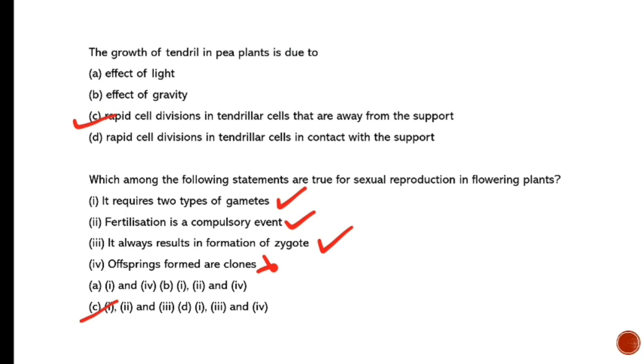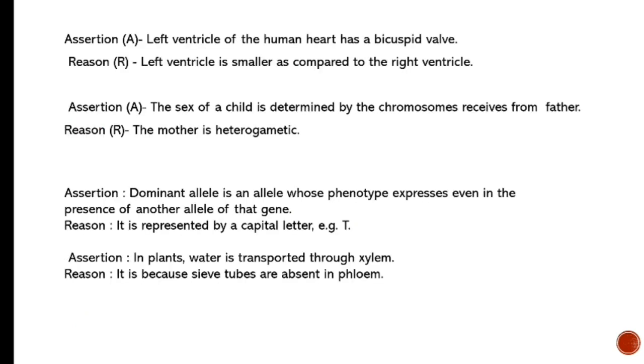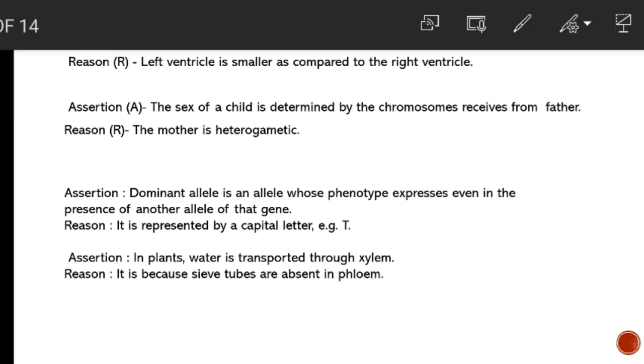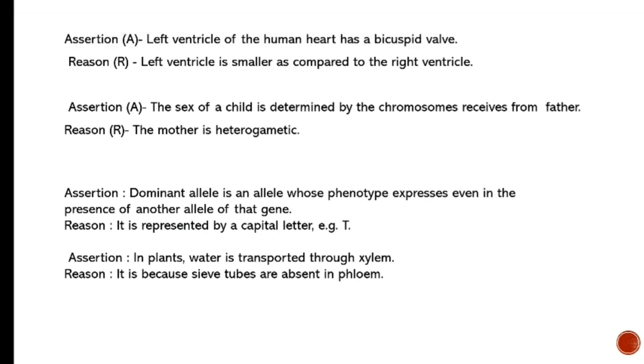Alright. Moving forward. Okay, so here are some assertion and reason based questions which can be asked. So assertion: left ventricle of the human heart has a bicuspid valve. Reason: left ventricle is smaller as compared to the right ventricle. Okay, so if you see the structure of the heart, you can see that left ventricle of the human heart has a bicuspid valve, okay, which is true.